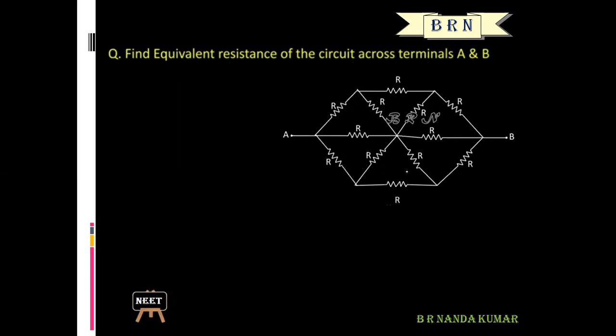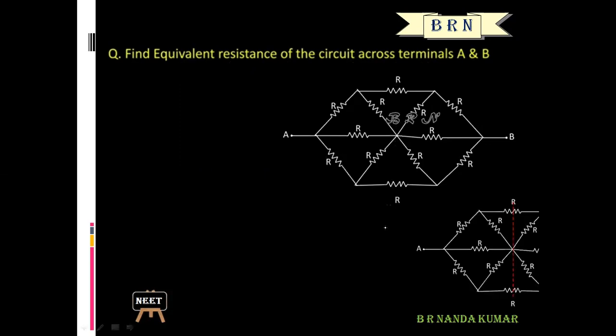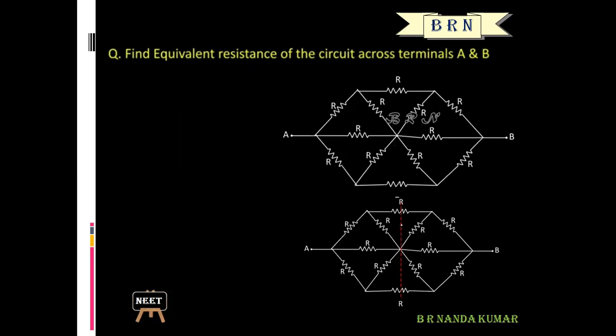So look at the circuit. First, we have to consider an imaginary line. So this is an imaginary line. This line divides the circuit into two equal parts. This is the left part of the circuit and this is the right part of the circuit.